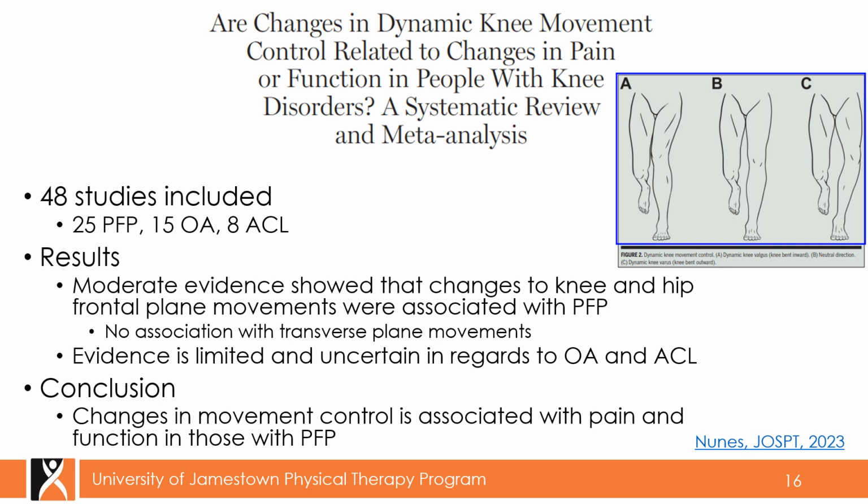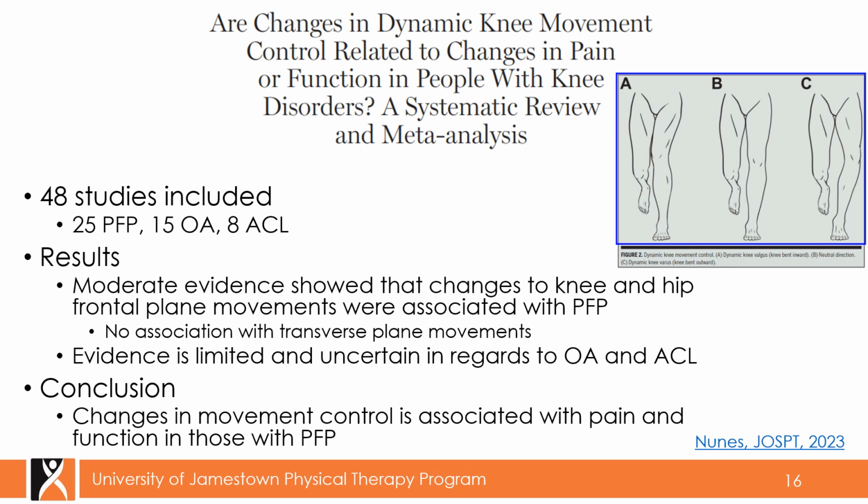This systematic review and meta-analysis included 48 studies. 25 of those studies were specific to PFP, 15 OA, and 8 ACL. The results from the systematic review and meta-analysis actually showed there was moderate evidence that changes to knee and hip frontal plane movements were associated with PFP. So the patients who had difficulty controlling their knee position in the frontal plane had increased risk for PFP.